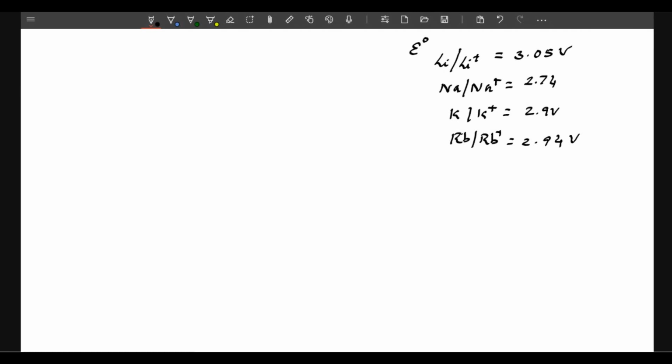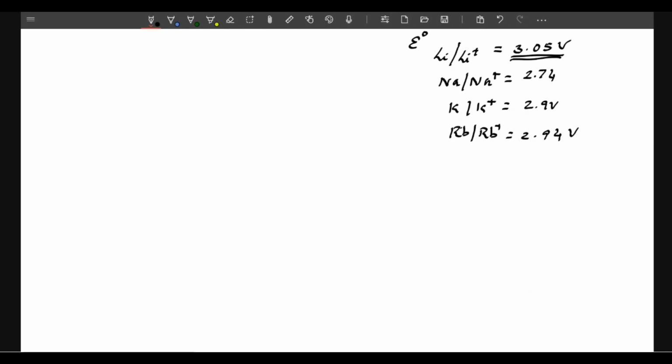If you are asked about the reduction potential value along the group, it's going on decreasing. Just invert the wording. Here I am talking only about the oxidation potential value. But there is an exception in the case of lithium. Why is this 3.05 higher than this one?